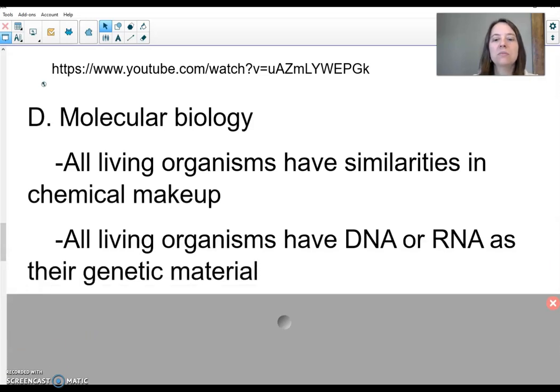All living organisms have DNA or RNA as their genetic material. So everything that is alive has DNA that carries the instructions on how to make that organism, or there are some things that have RNA that control that information, those instructions.